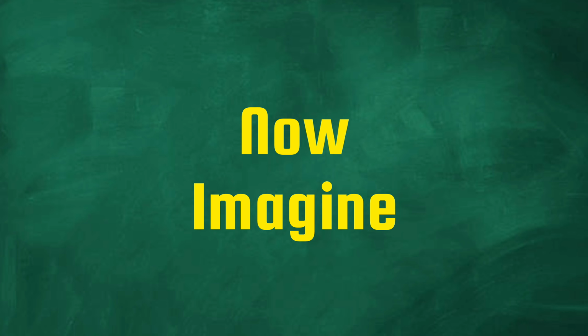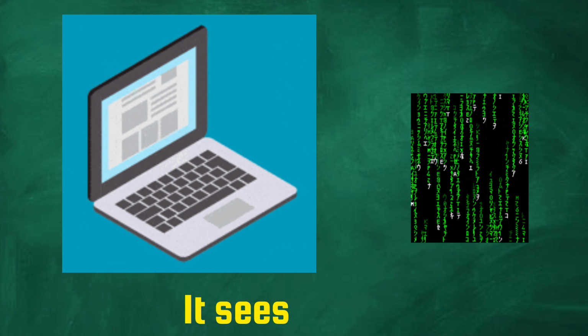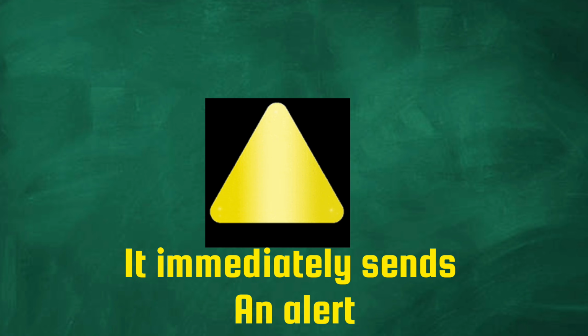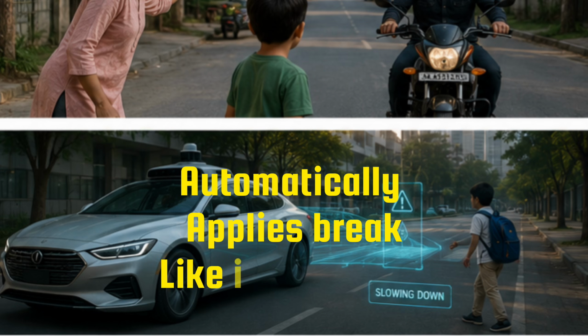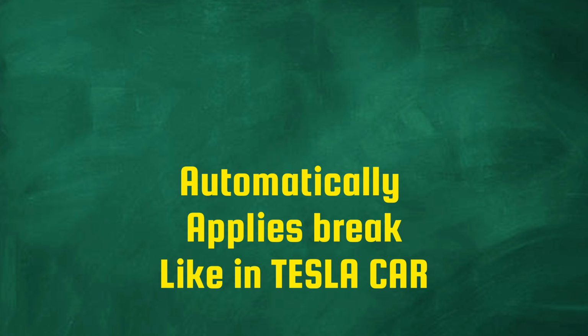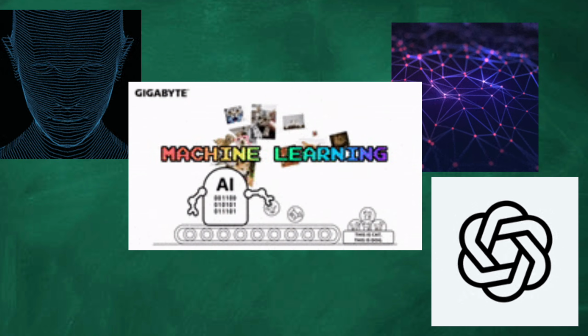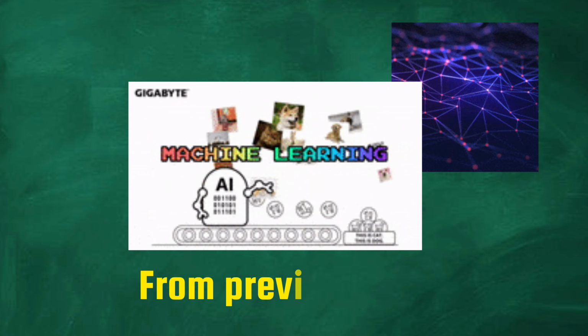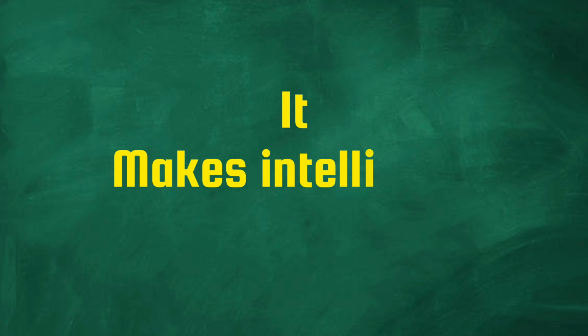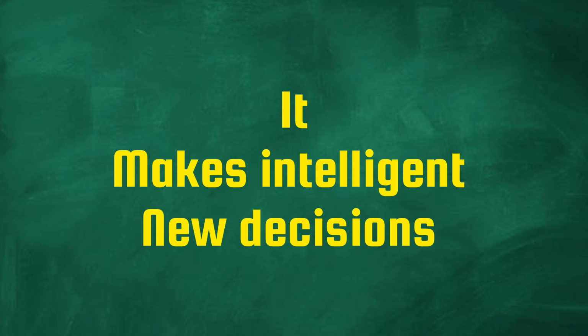Now imagine the same thing. If a computer could also understand that situation, it sees a child, it sees a speeding bike, it predicts the danger, it immediately sends an alert or automatically applies the brake. This is the power of machine learning. It learns from previous data and then makes intelligent new decisions.